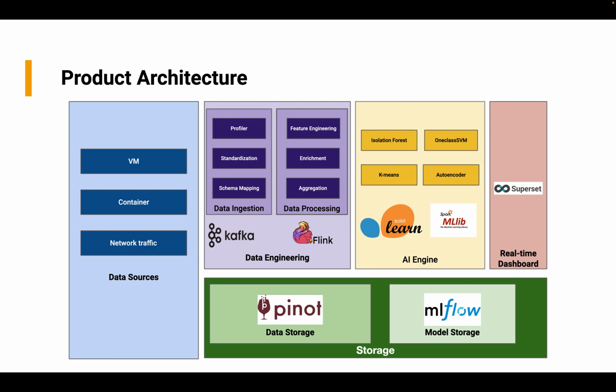Then we have the AI engine. There are multiple techniques like isolation forest, one-class SVM, k-means, autoencoder, using tools like sklearn, PyTorch, Spark MLlib, which actually take the data from Pinot, train the model, and the model is then stored in MLflow model storage, where we can do versioning of the model. We can compare the same model trained on different volumes of data. We can move models from dev to stage to prod. All this cool stuff we can do using MLflow, and that is why we have that as model storage.